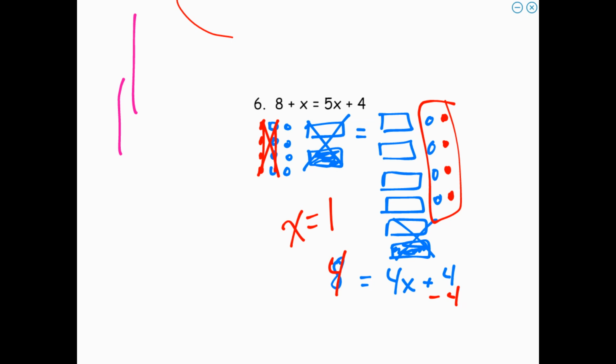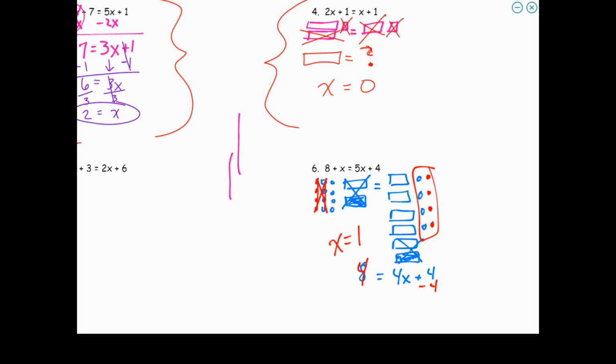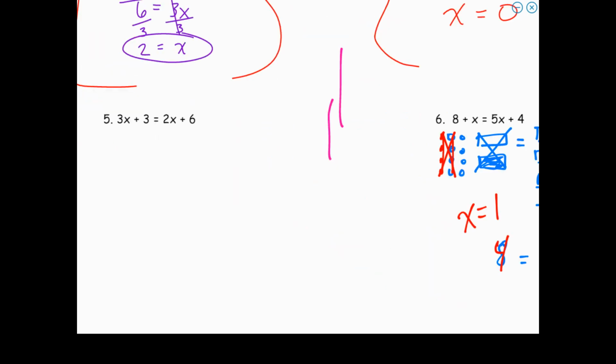Okay, Logan. Okay, Zachary. Let's go, guys. Then minus it is 1. Okay. So 5 minus 1 is what? 4.